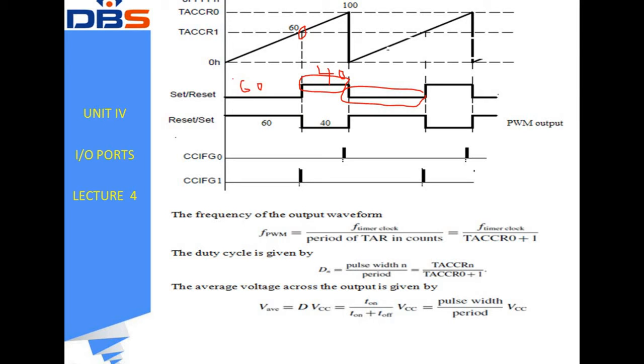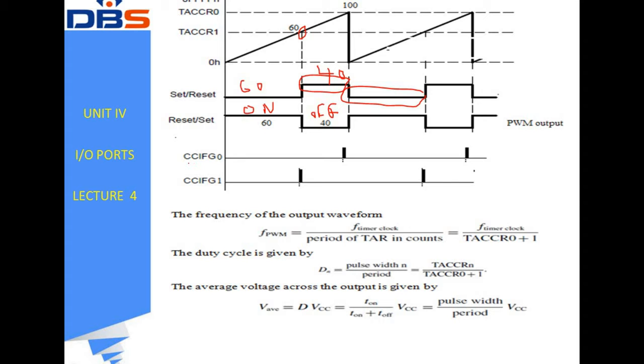So coming to the set and reset mode, 60% will be in on position, and the remaining 40% will be in off position. That is reset mode, off position. Here 60% is in off position and 40% in on position. Coming to the set and reset mode, 60% is on position and 40% is in off position of the pulse width output.